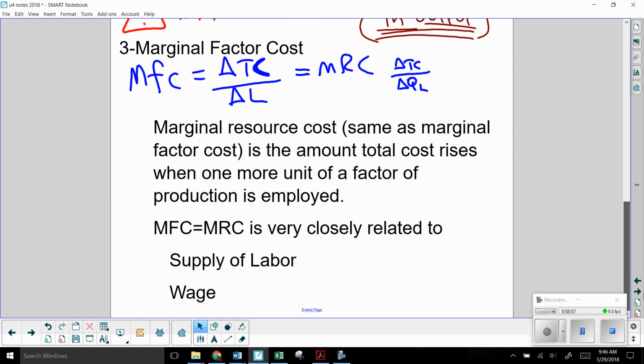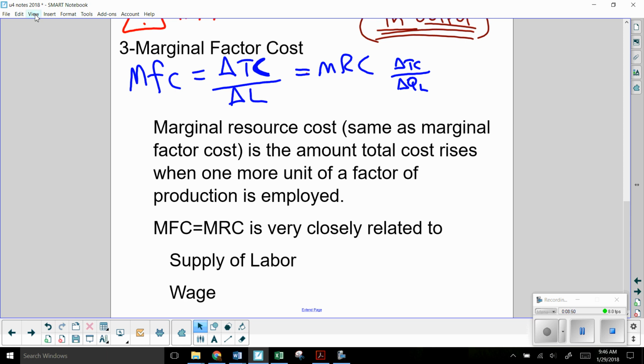Another big concept, and of course these two are the huge two, because marginal revenue product and marginal factor cost are the things we're setting equal to each other, this whole unit. Marginal factor cost is change in total cost over change in units of labor employed. And that's the same as marginal resource cost. So you might see this as MRC, you might see it as MFC, talking about the same thing. Don't stress about any difference there. Marginal resource cost or factor cost is the amount total cost rises when one more unit of a factor of production is employed. So that's very closely related to the wage rate, because you have to pay that new worker the wage rate, and it's also very closely related to the supply of labor.